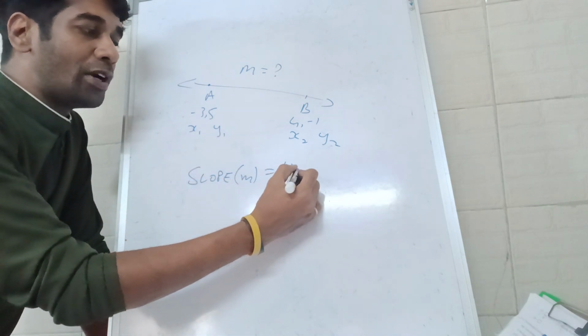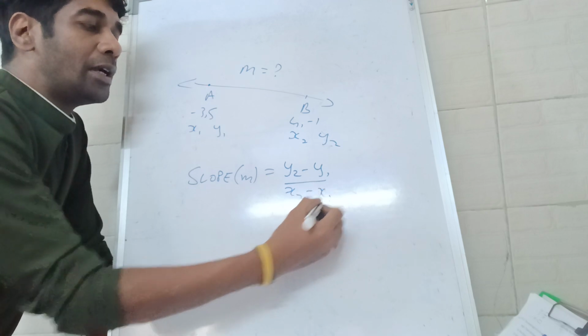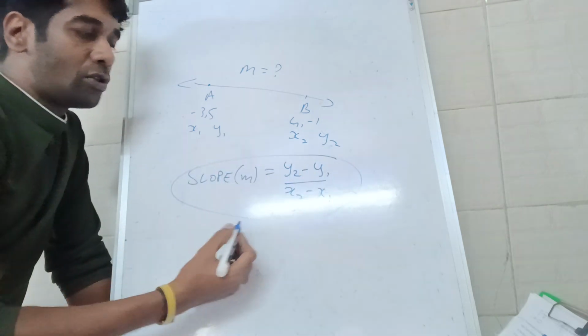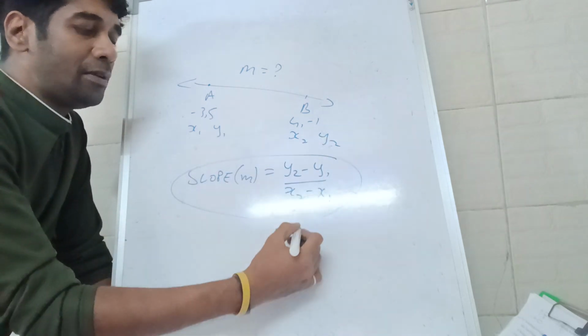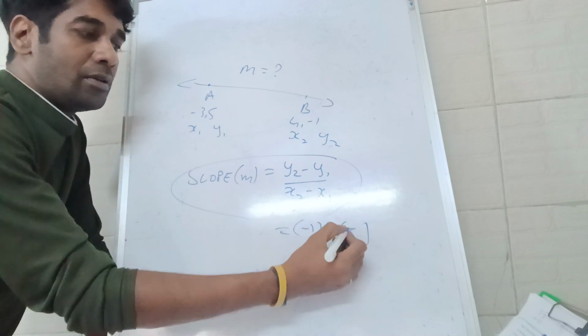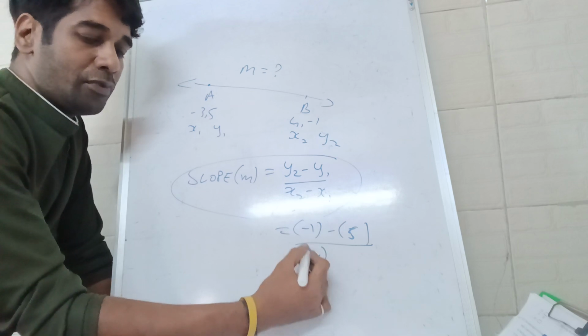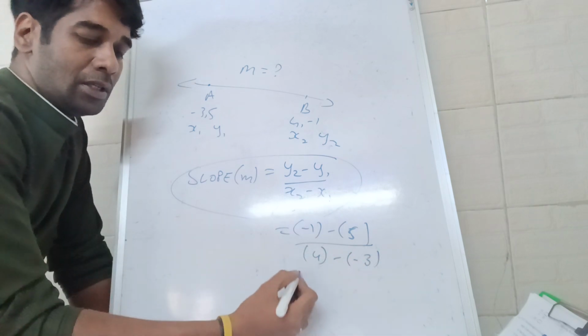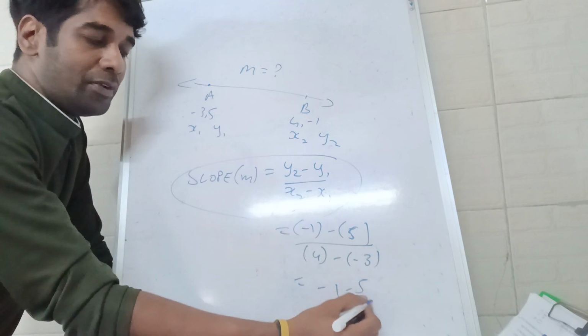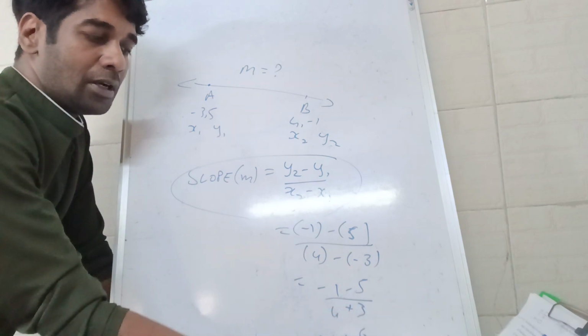So we'll take the coordinates y2 minus y1 upon x2 minus x1. Formula is here for the slope. So y2 will be minus 1 minus 5, the whole upon 4 minus minus 3. That will give me minus 1 minus 5 upon 4 plus 3, which is minus 6 upon 7.